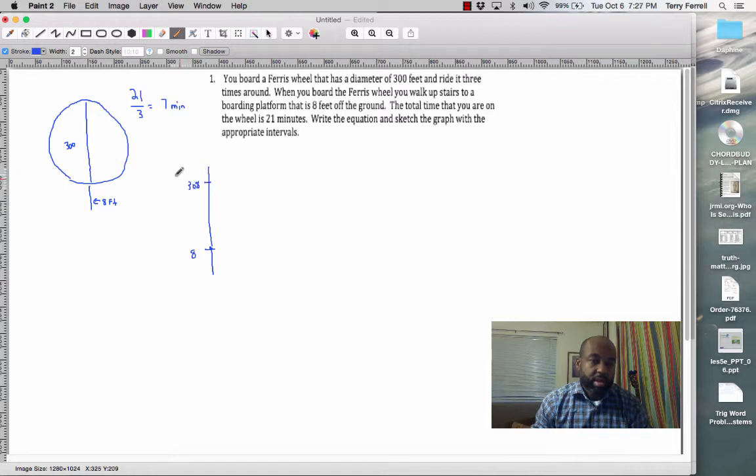Now basically, halfway between 8 and 308 is going to be your midline, and my midline is basically your radius, which is 150. So 150 plus 8 is 158. 158 is your midline. Let's go ahead and draw the midline. Dotted line.